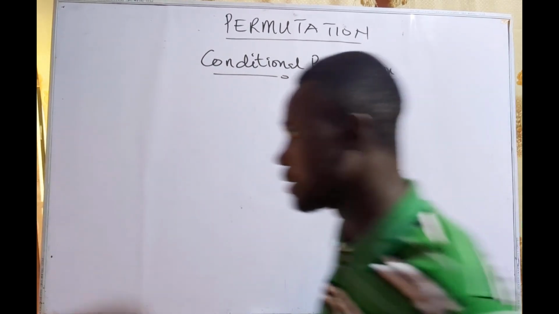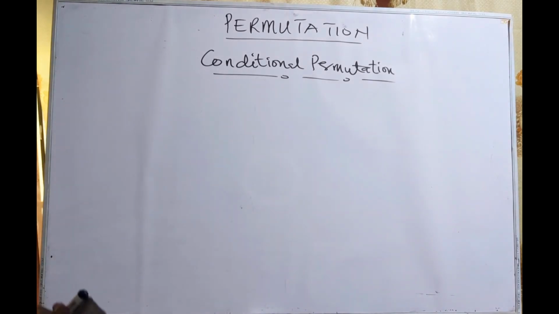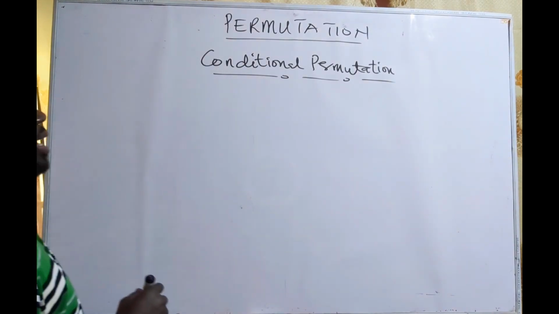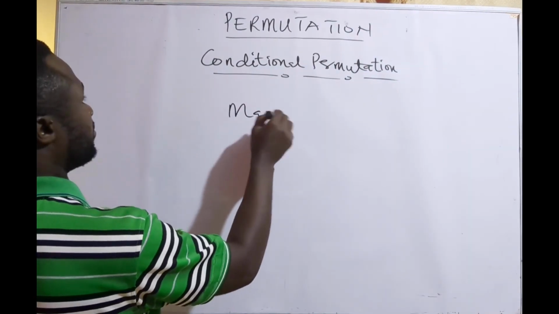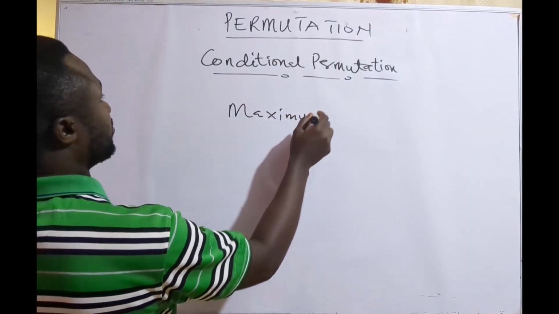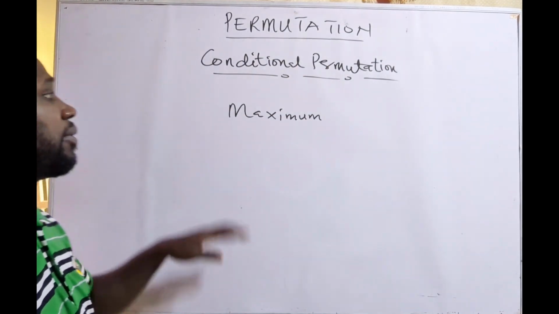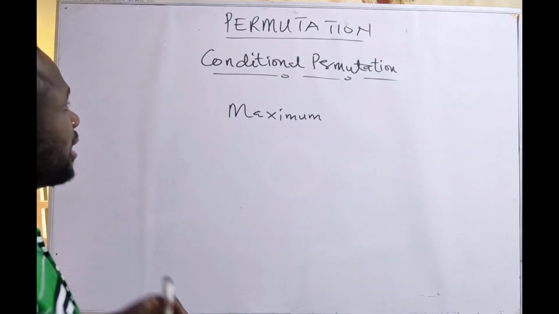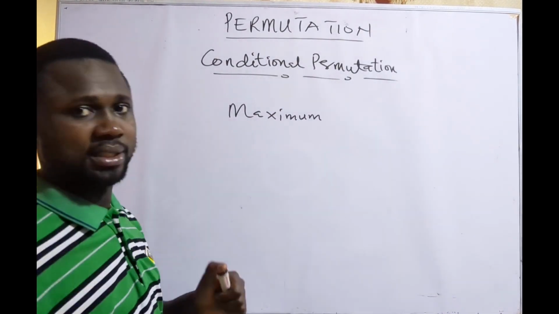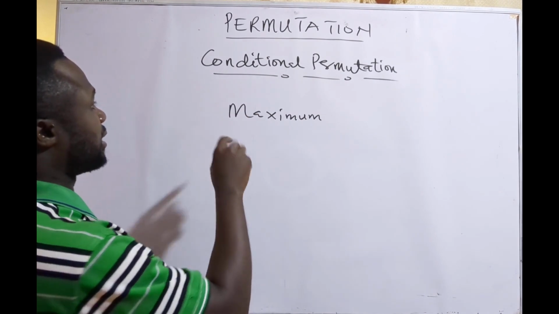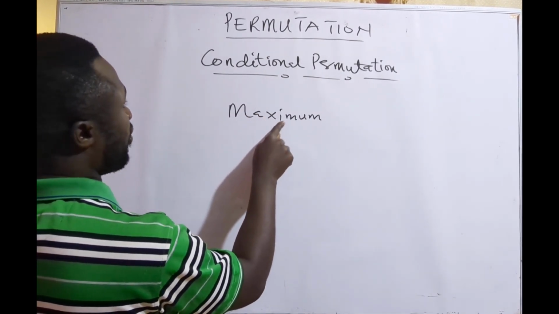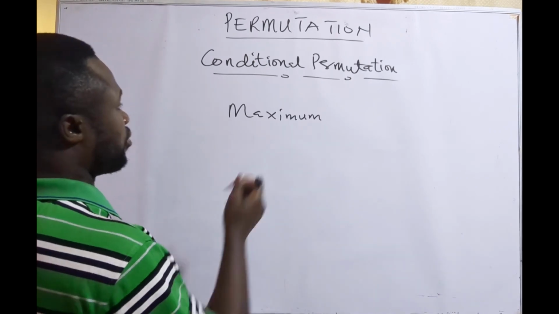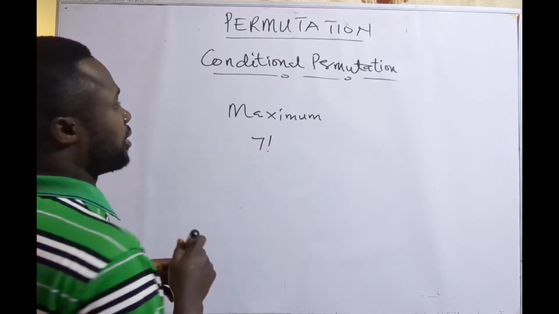So for instance, if I have a word like maximum, we know that if I'm arranging the word maximum and I'm picking all at a time, then I have to count the number of letters in the word. So 1, 2, 3, 4, 5, 6, 7. So I will say 7 factorial.